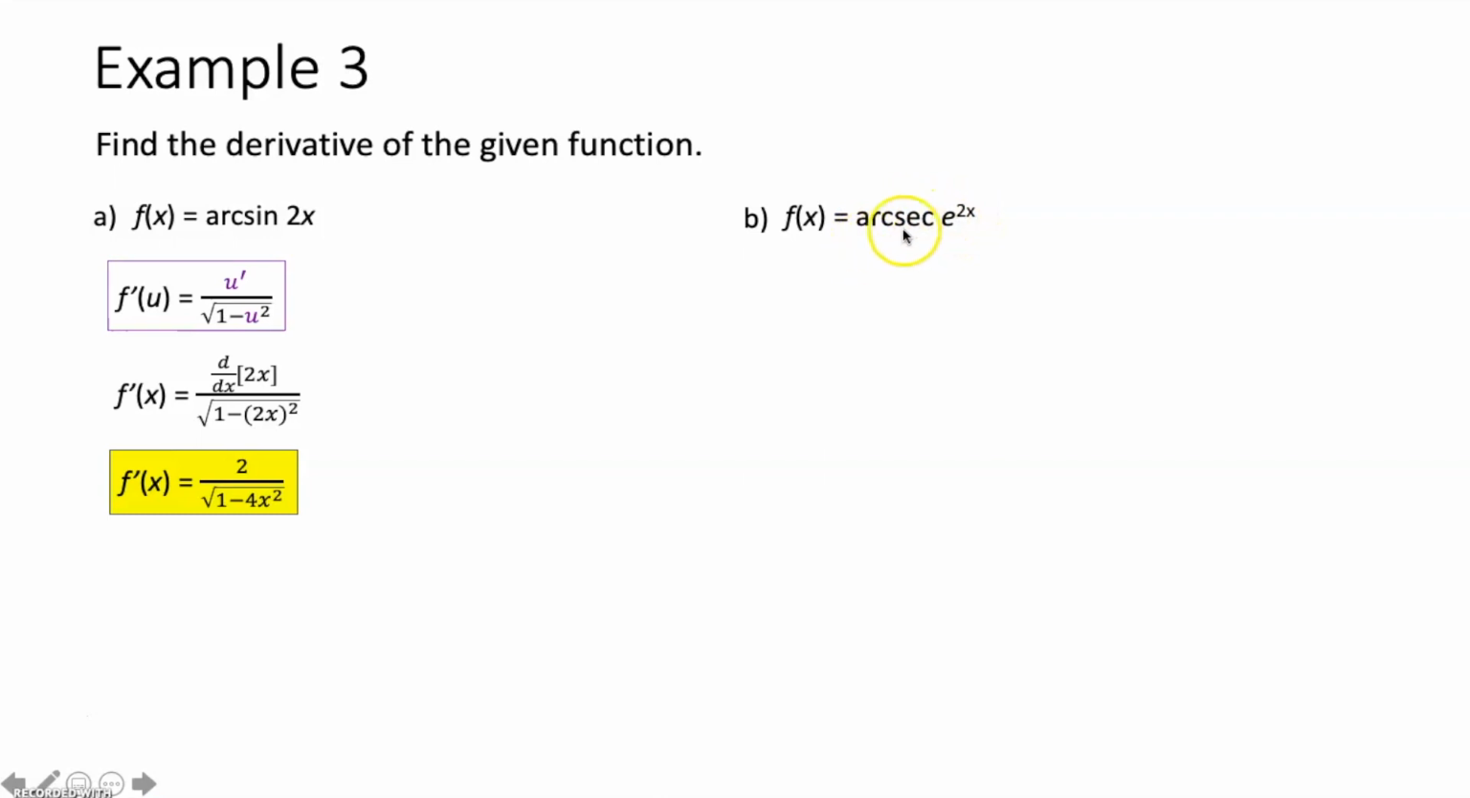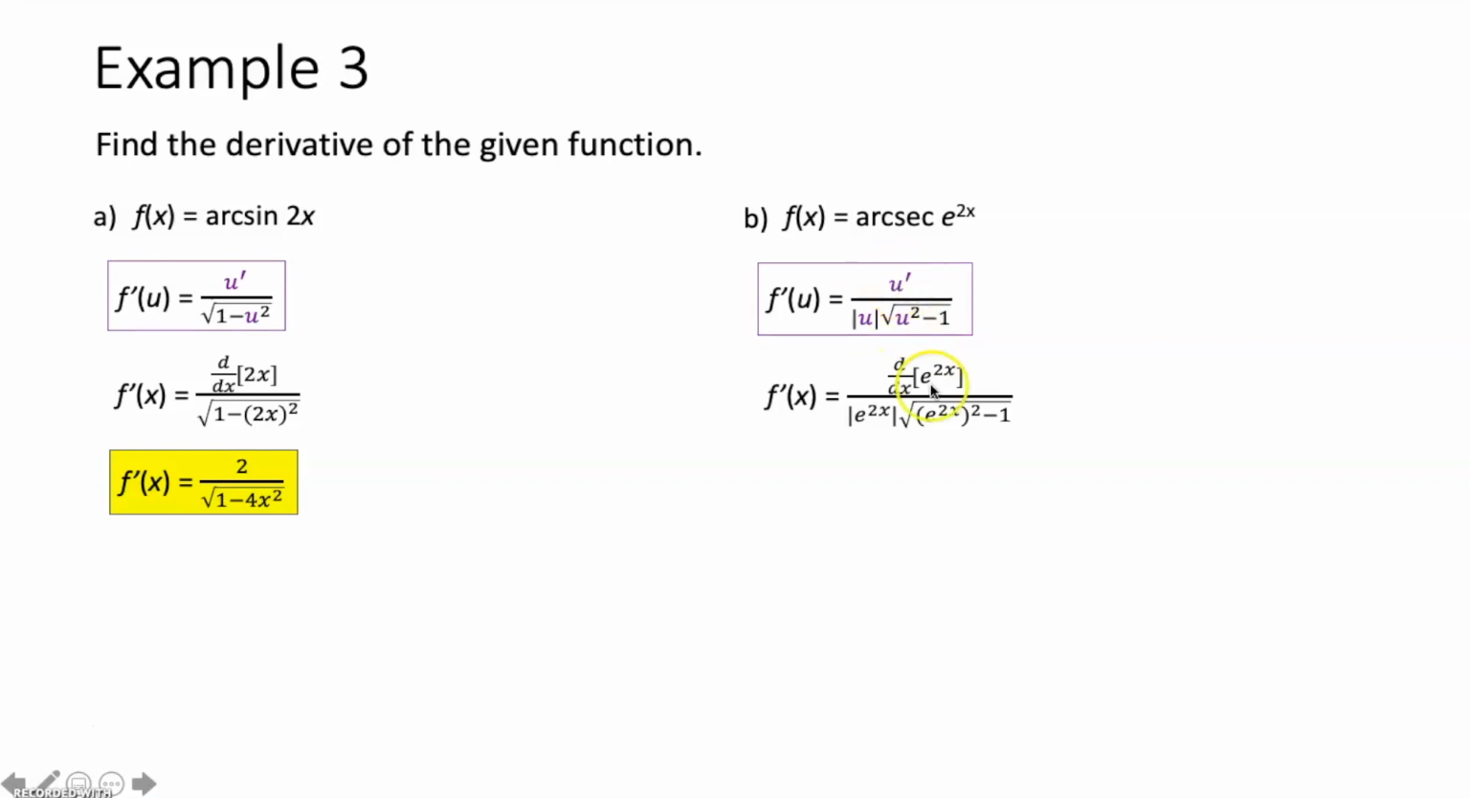So if I want to take the derivative of this, what I'm going to do is use the formula for the derivative of arcsecant, or inverse secant. Now, my u is going to be e to the 2x in this case. So in my numerator, I'm taking the derivative of e to the 2x. Down here, I'm going to plug in e to the 2x for u, and then I'm going to plug in e to the 2x for u here as well.